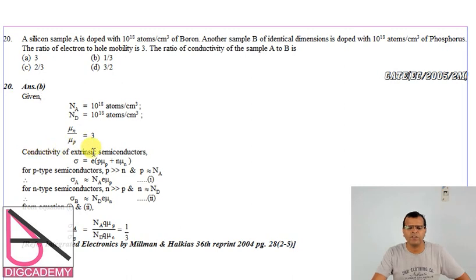The conductivity of extrinsic semiconductors is given by this. For P-type material, p is much greater than n, so we take the concentration of holes approximately equal to the acceptor concentration. So sigma A is equal to Na e mu_p. And for N-type materials, the concentration of electrons is much greater than holes, therefore n is approximately equal to Nd. So sigma B will be equal to Nd e mu_n. By dividing this equation by this, we get the ratio, and that is 1/3. This is the reference.